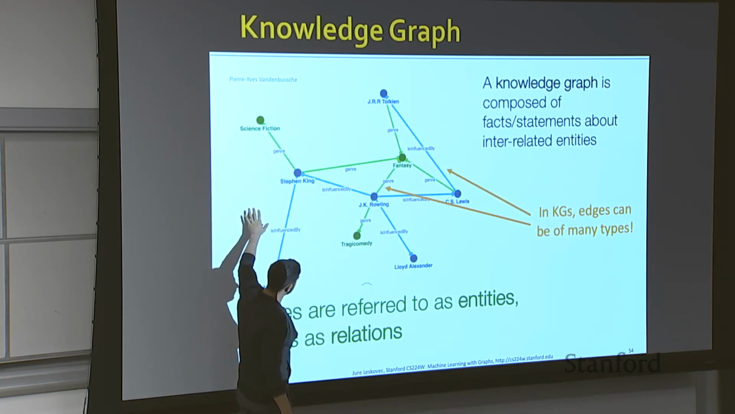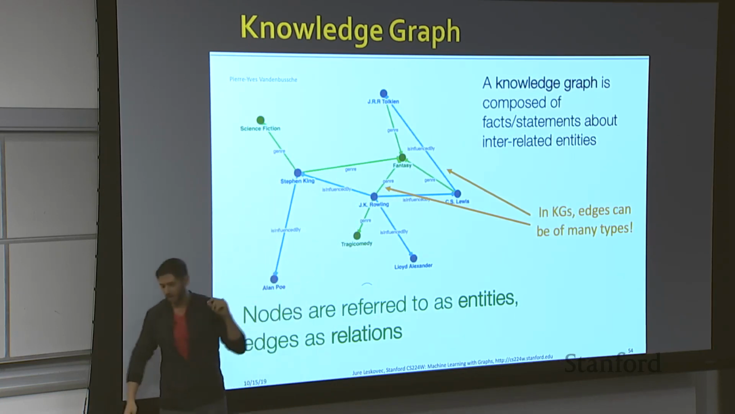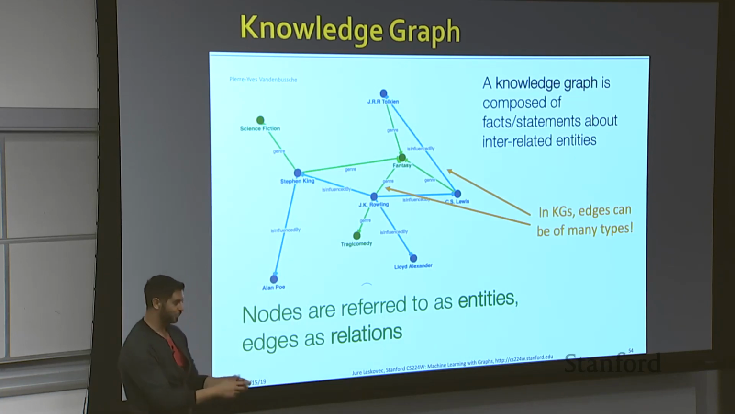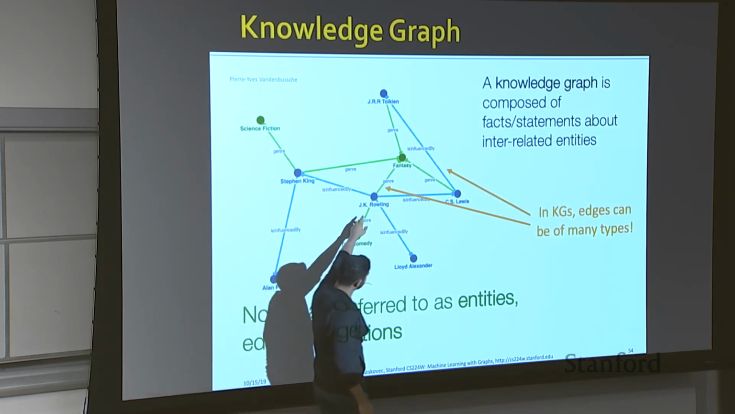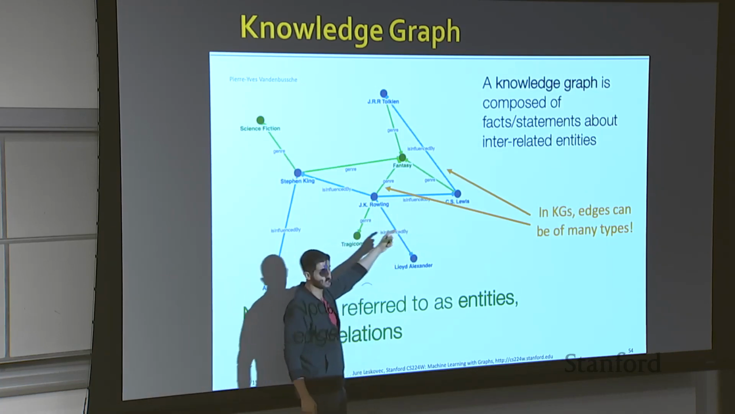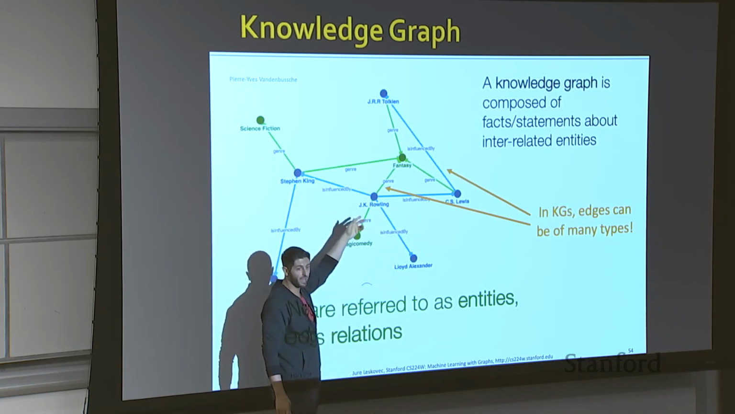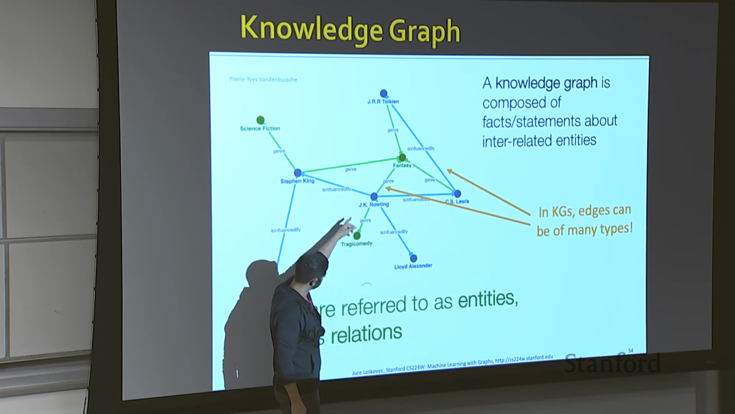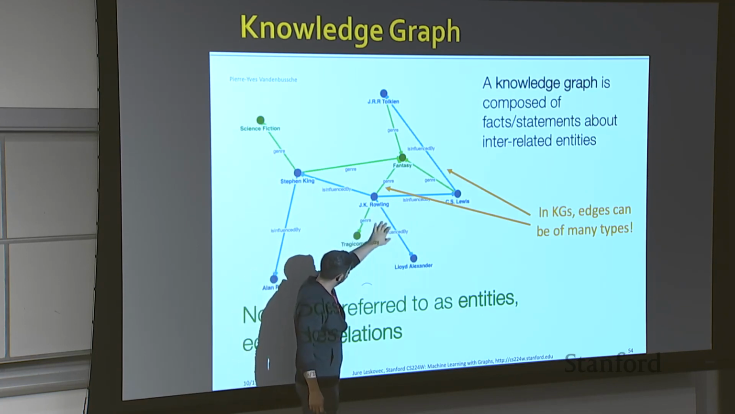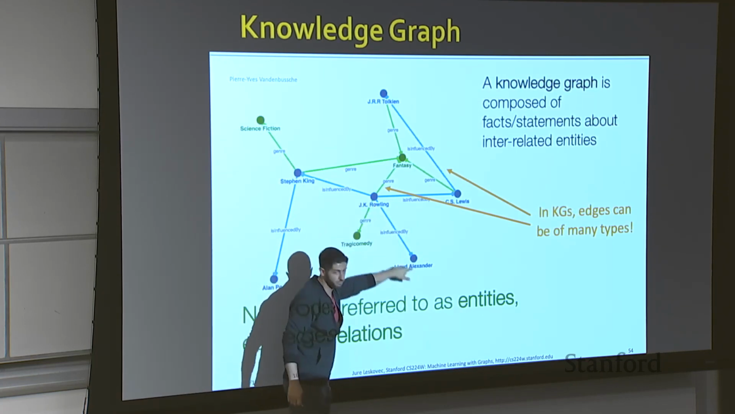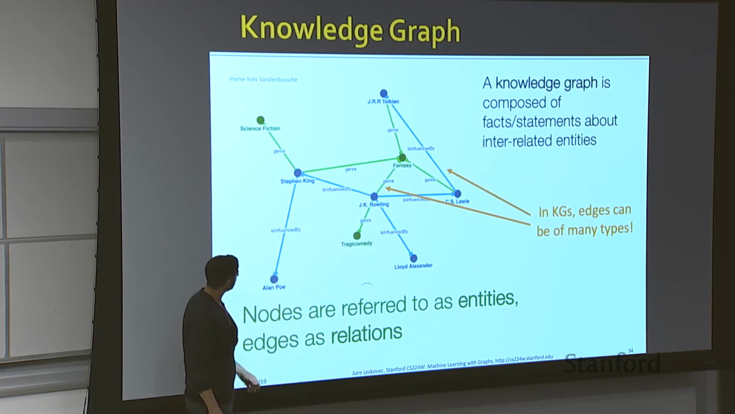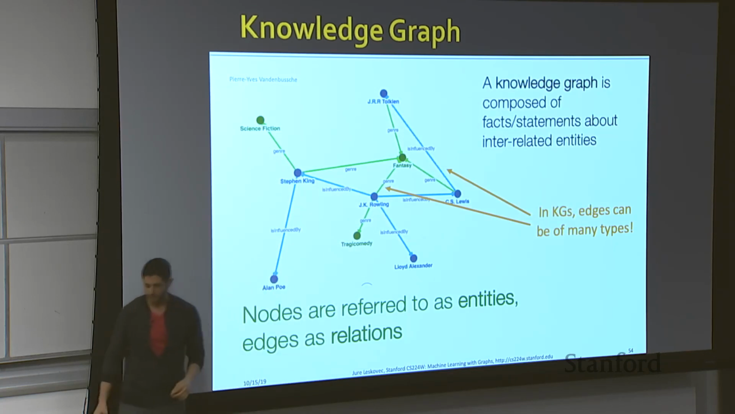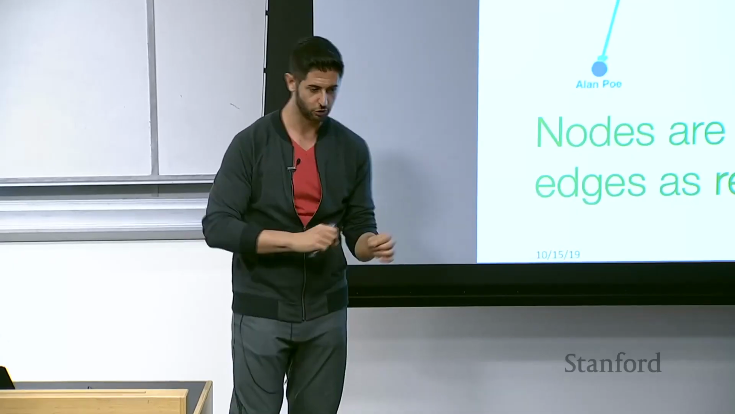And why are knowledge graphs interesting, and why aren't they just plain old graphs? The reason is in knowledge graphs, edges can be of many types. So we don't have only one edge, or edge weights, but we rather have types. So you see here the blue edges is influenced by, so like if a writer is influenced by another writer, or the green edges are the genre that the writer is using in their books, and you can have plenty more.